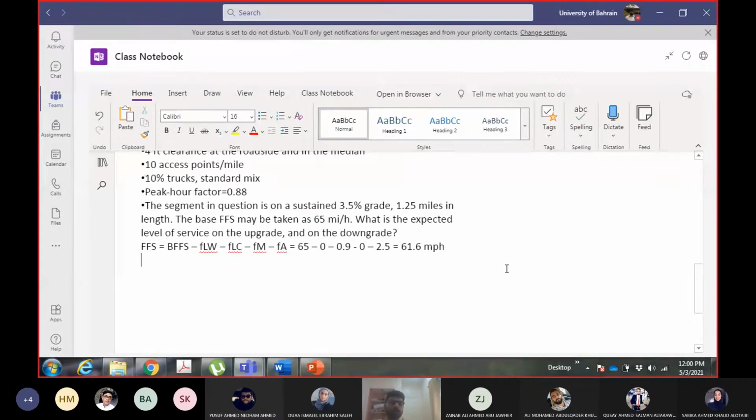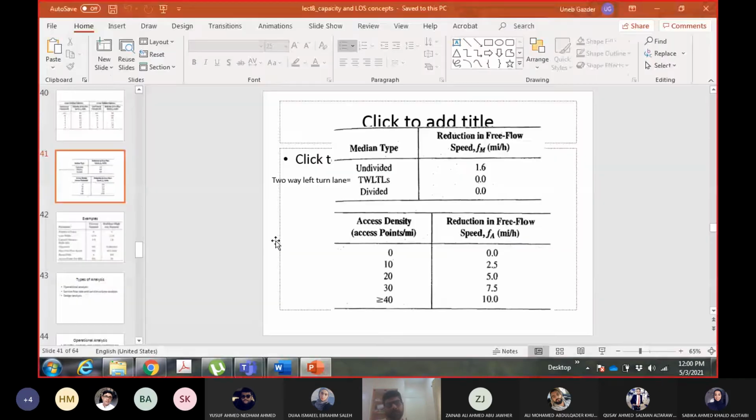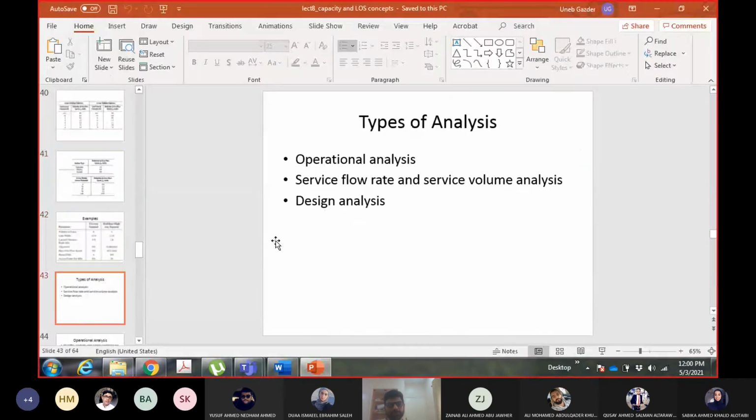Then I need to calculate vp again, right? For vp, I have to calculate the heavy vehicle adjustment factor. I already gave you the equation for the heavy vehicle adjustment factor. I need the percentage of trucks, which is 10%, so 0.1. And now I need the equivalency factor. This is where the change will come.